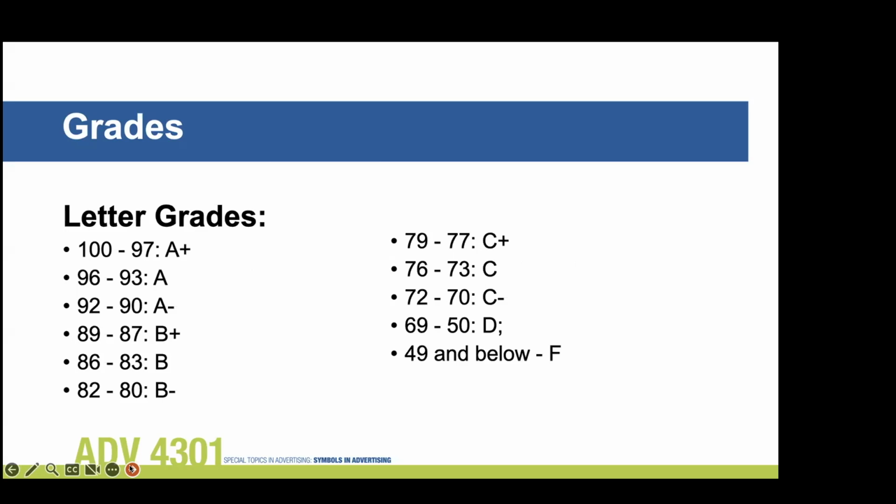Between 100 and 90, you'll get an A with the breakdown as you see there. Between 89 and 80 is a B, 79 through 70 is a C, 69 through 50 is a D, 49 and below is an F.